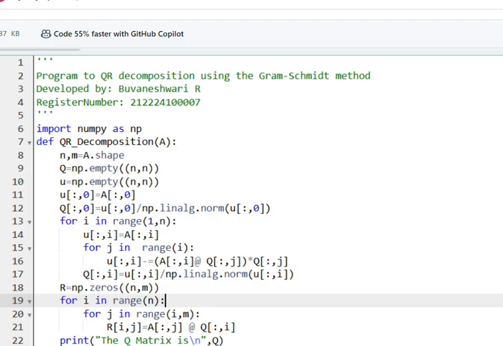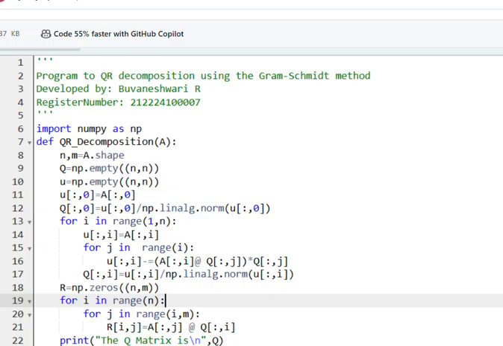And step 2 is to remove the projection of A2 on Q1. That is achieved by giving R12 equal to Q transpose 1 into A2. And U2 is given by A2 minus R12 Q1. And finally, we get Q2 equal to U2 by mod of U2. Now Q2 is orthogonal to Q1. And the step 3 is for general Ak.